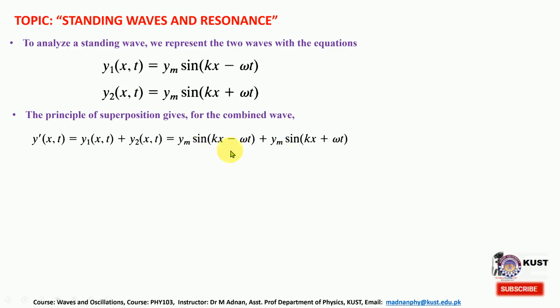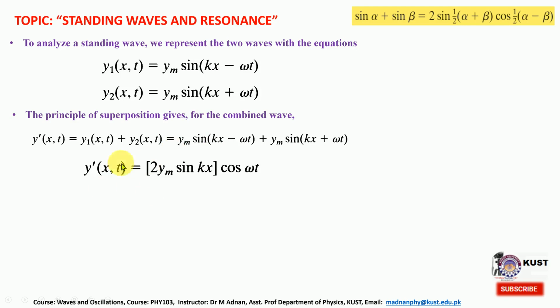Now, this can be solved using the same sine alpha plus sine beta formula. So one can simplify this expression to find the resultant wave, which is a standing wave. This portion represents the amplitude, and again this is oscillatory in nature. Now this is a standing wave solution.